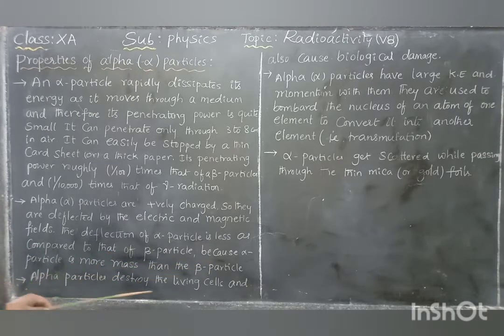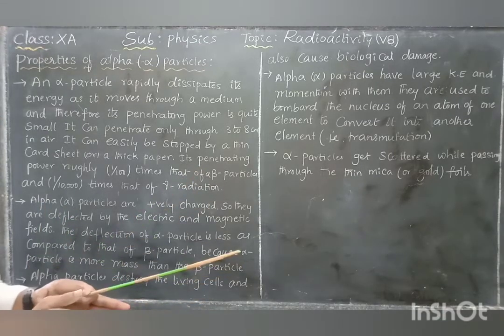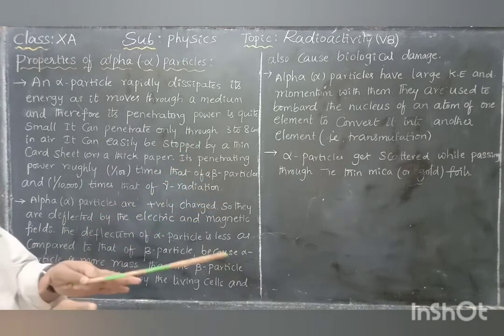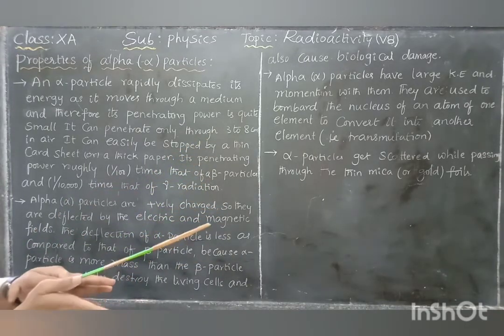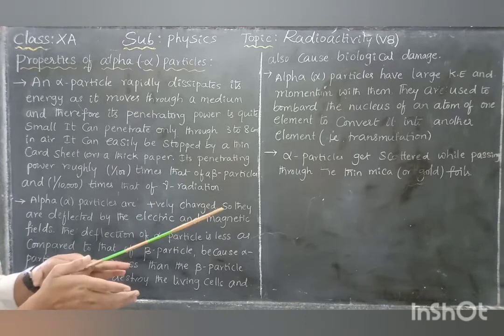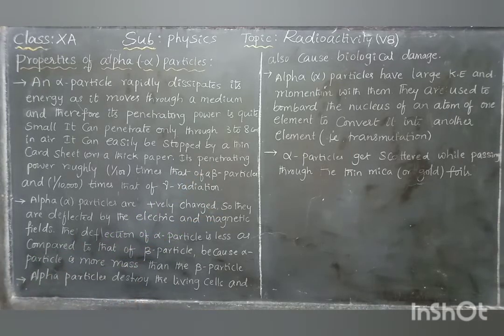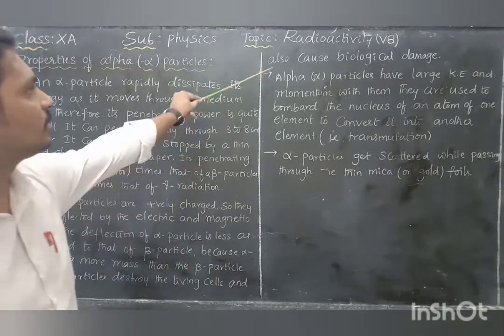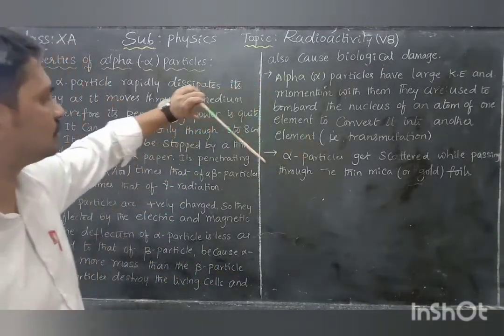The alpha particle's mass is 4 times the mass of a proton, but a beta particle is only an electron mass. So the mass of the alpha particle is 4 times proton mass, and even the proton mass is a little bit higher than the electron mass, so the deflection of the alpha particle is less than that of the beta particle. Next point, alpha particles destroy living cells and also cause biological damage.